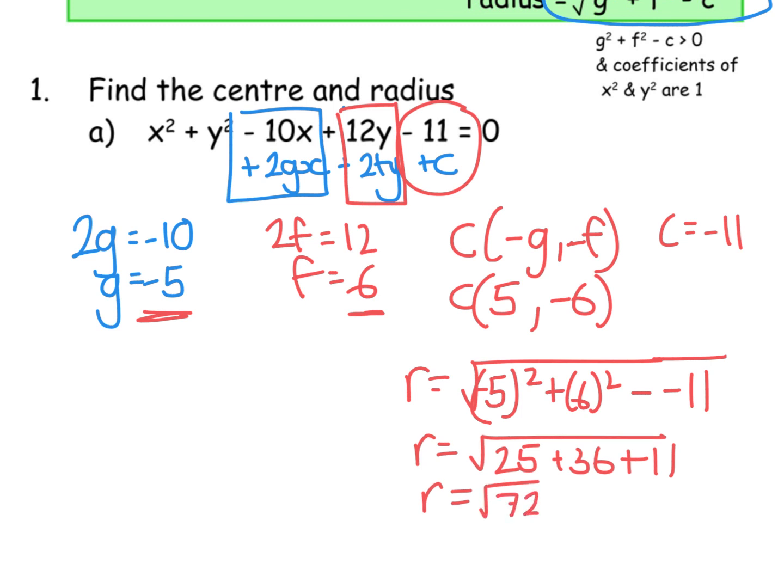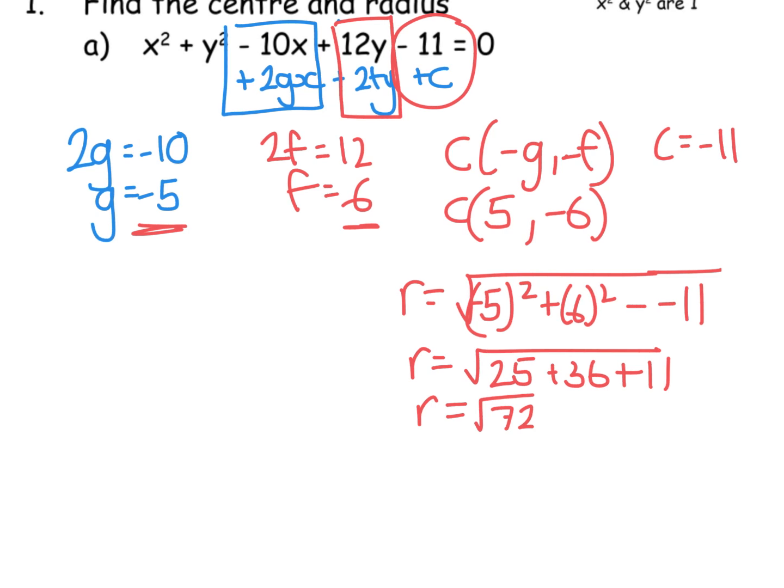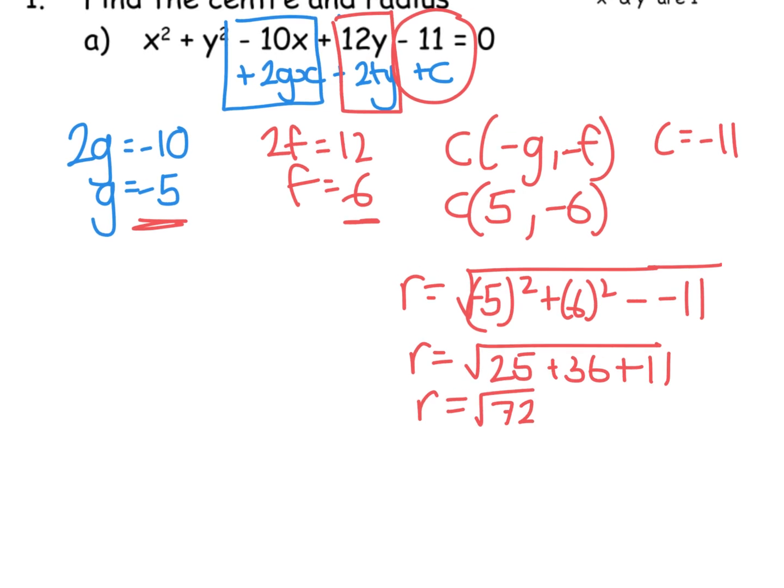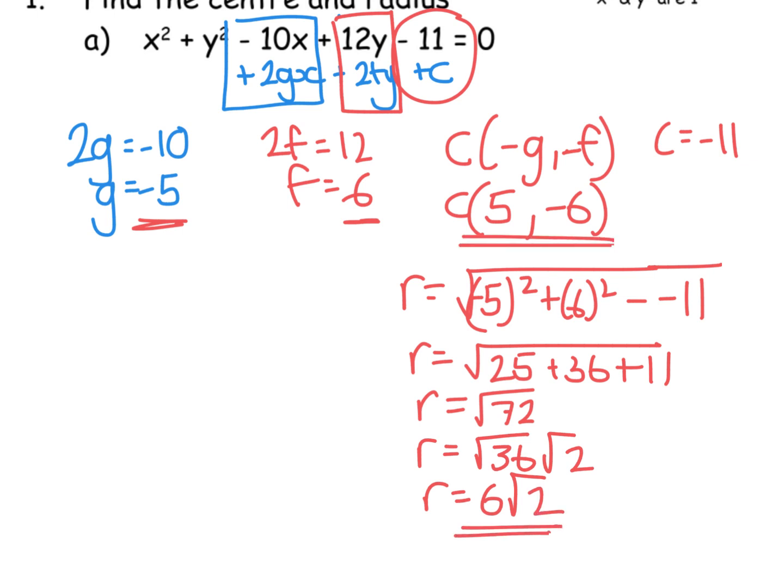And again, quite often it's nice to leave it in its simplest form. So the actual radius using surds would be root 36 root 2. So our radius would be 6 root 2. And our centre 5, negative 6.